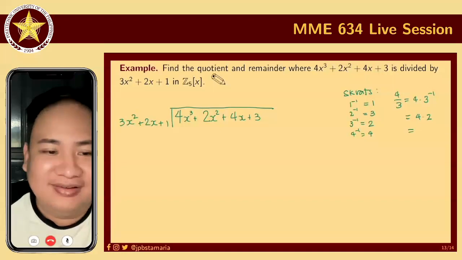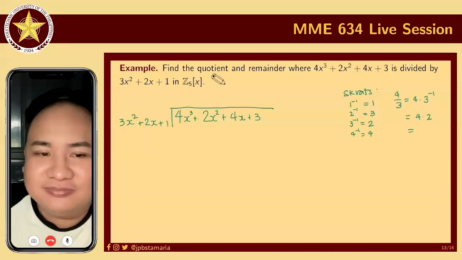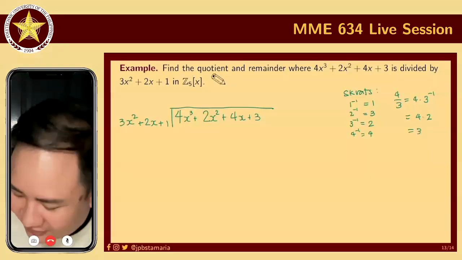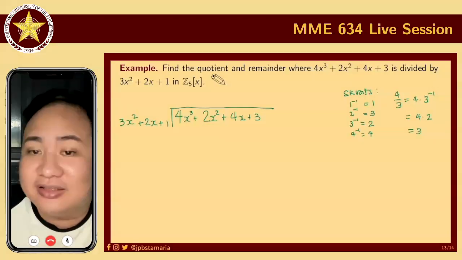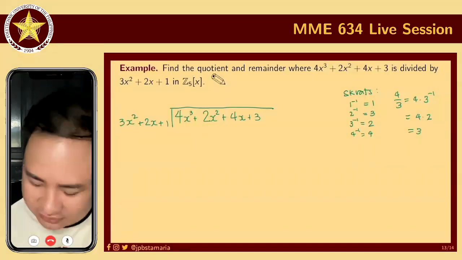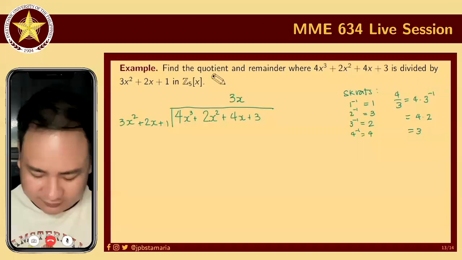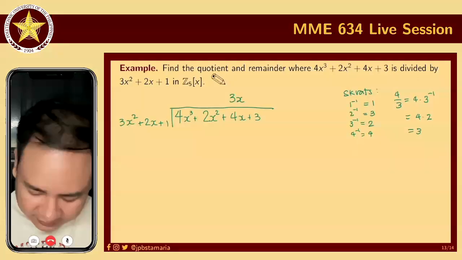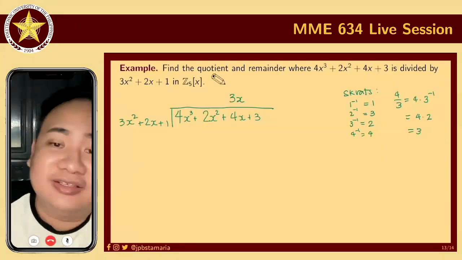Oh. Ano yung 4 times 2? 3. Kasi that's 8 modulo 5. So, kaya ang 4/3 natin dito ay 3. Kaya ang sagot dito, 3x. Kasi x cube over x squared nagiging x yun. And then, i-multiply natin to isa-isa.